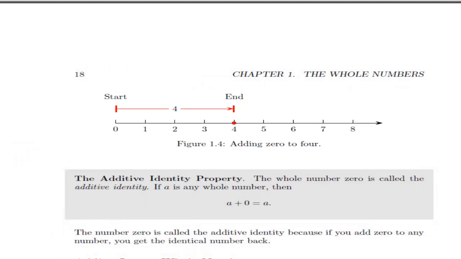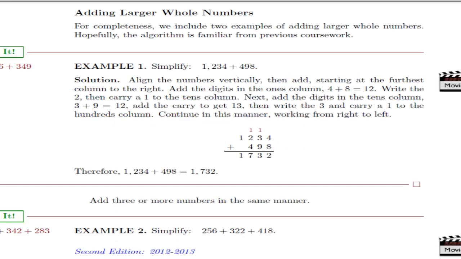And so we have the additive identity property. The whole number 0 is called the additive identity. If a is any whole number, then a plus 0 equals a. The number 0 is called the additive identity because if you add 0 to any number, you get the identical number back.